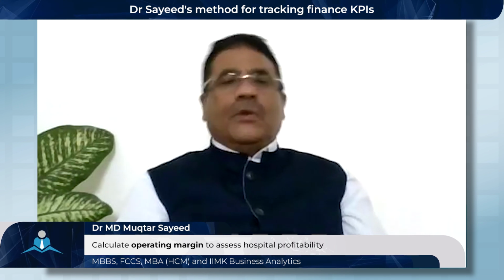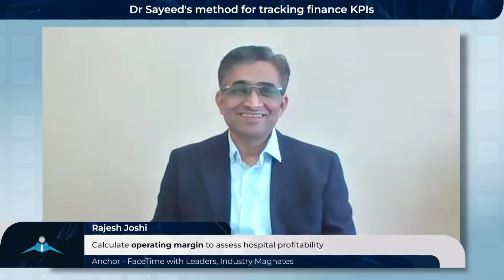Then what is the operating margin? This measures the hospital's profitability by calculating the difference between revenue and expenses as a percentage of total revenue. So what revenue we got, how much we are spending. It's very simple. If you can reduce expenses, you increase the EBITDA. That's another very different topic. We'll talk some other day.